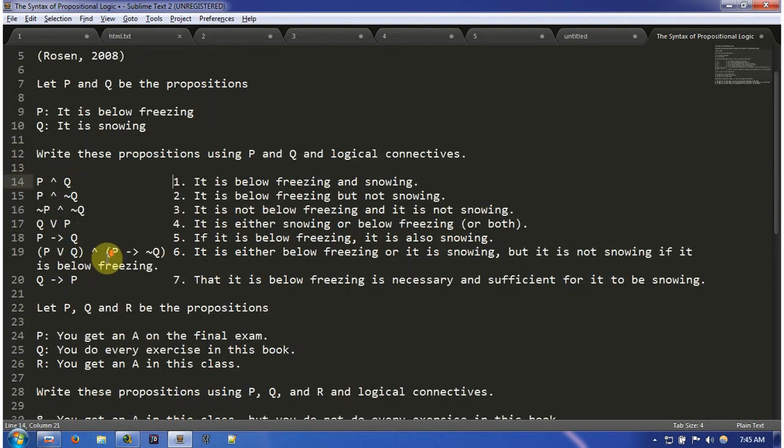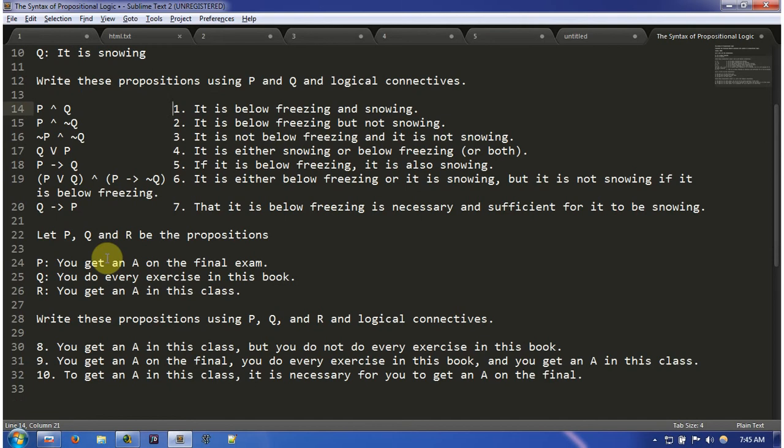Okay, so let's proceed to the next set of questions. So let P, Q, and R be the propositions. P is you get an A on the final exam. Q is you do every exercise in this book. R is you get an A in this class. So the instructions are to write these propositions using P, Q, and R and logical connectives. So number 8, you get an A in this class, but you do not do every exercise in this book.